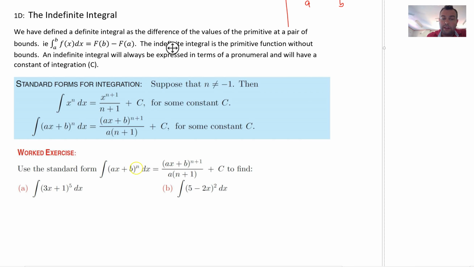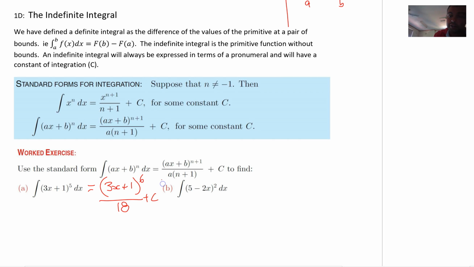We raise this power by 1. This part stays the same. We divide the whole lot by the product of this raised power, the n plus 1, and the coefficient of x. Don't forget, what this means here is that we start with the 3x plus 1. We increase that power by 1 to a 6, and we divide by the 6 times the 3, which is 18, plus our constant of integration.